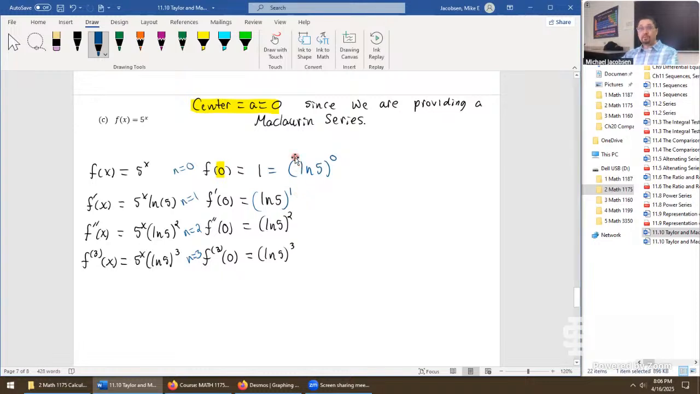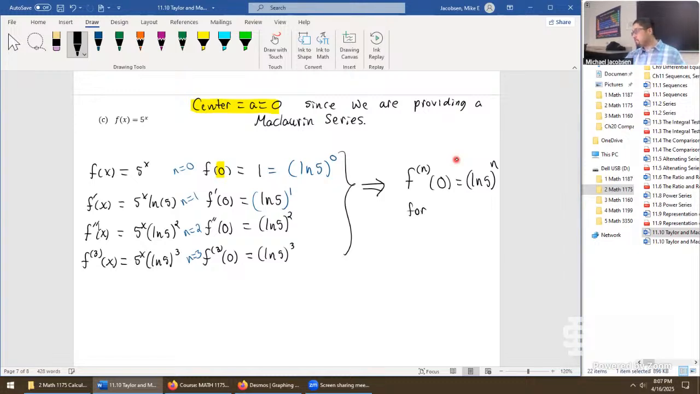If we can make this pattern really get forced into working, then here's our conclusion. This whole table tells us immediately, without any further struggle, any further reindexing, that the nth order derivative of f at the center 0 is natural log 5 at power n, because we're always matching the order of the derivative with the power on natural log 5. So this pattern holds for all n greater than or equal to 0, being integers.